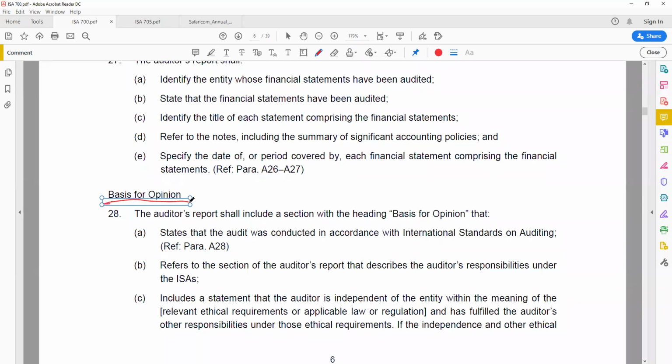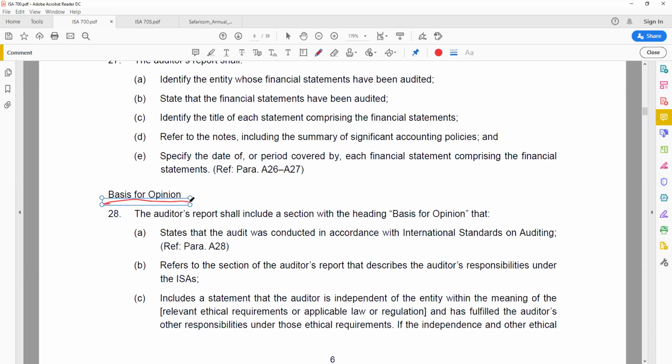So you're trying to explain to the users the why, trying to support your opinion. I did qualify because of A, B, C, and D. I did disclaim because of A, B, C, and D. That is the basis for the opinion.